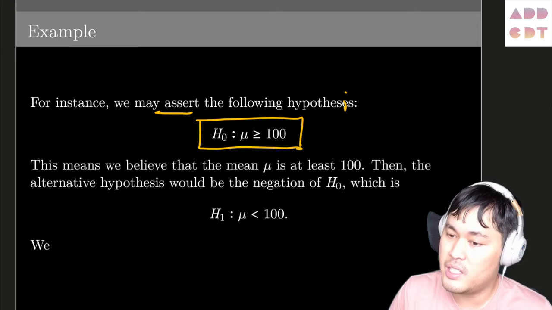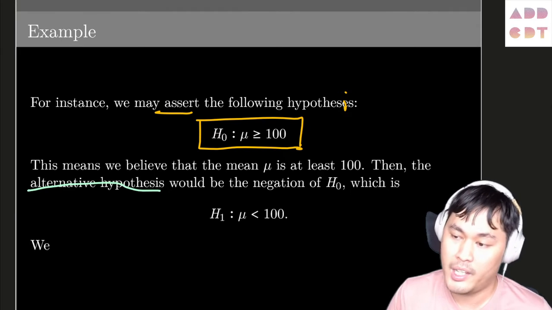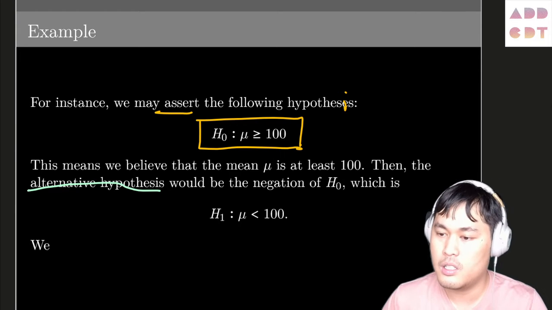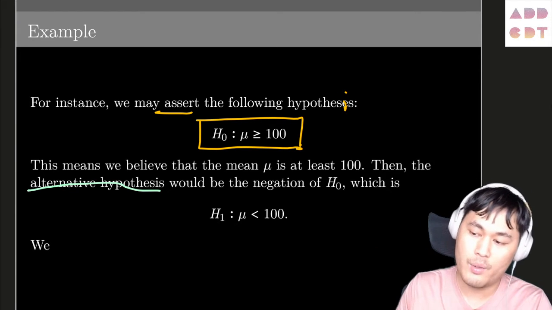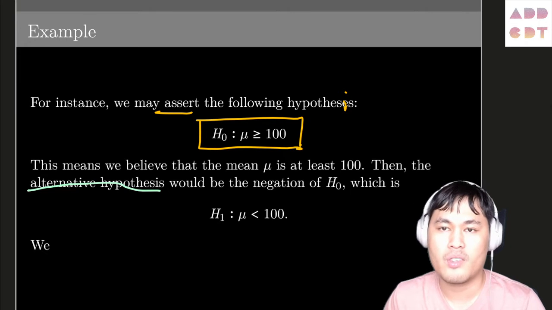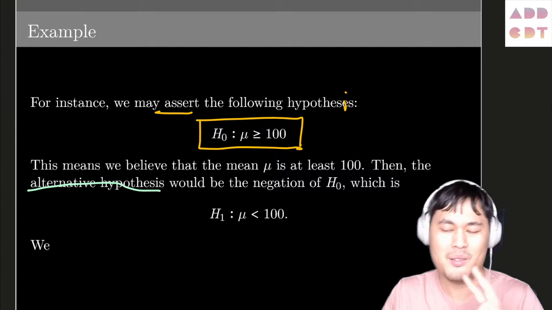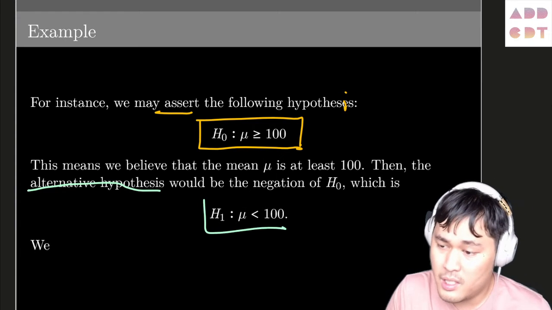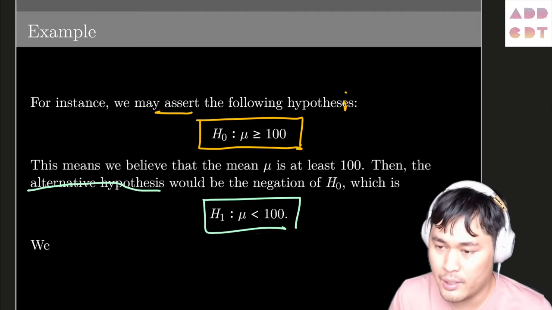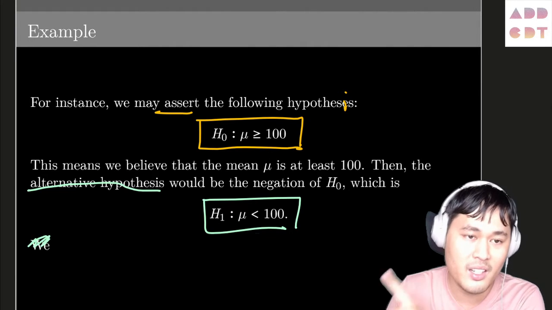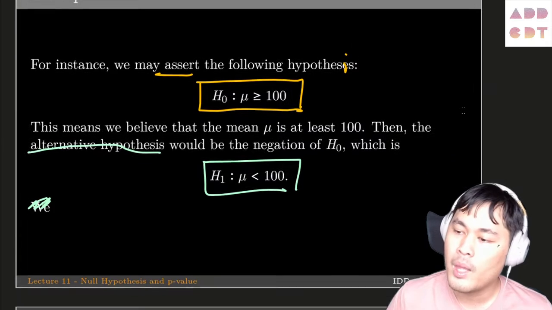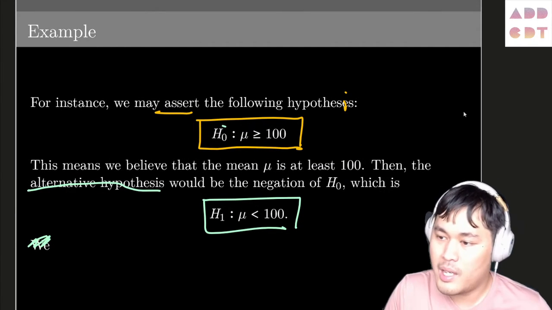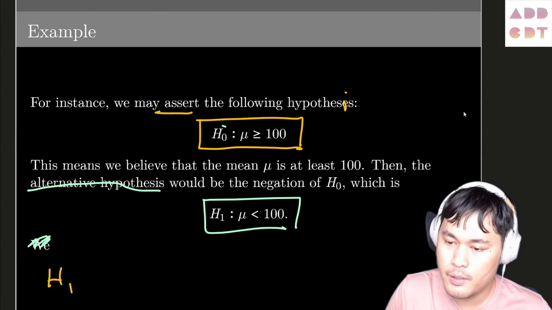Then you can assert the alternative hypothesis. If I believe it has at least 100, then if my assertion is wrong, it means the average is not greater than or equal to 100, so it's implied that it's less than 100. So that's H1, the alternative hypothesis. That's one way to make a null hypothesis. You can make it a null hypothesis in different formats.